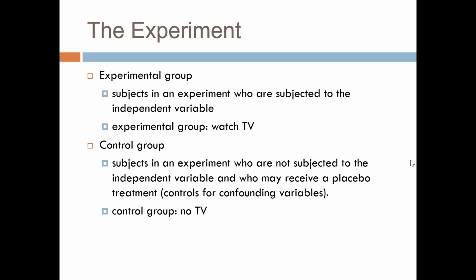So when you hear confounding variables, think extraneous variables. They are terms that are used interchangeably. The control group is used as a standard to compare the effects of the condition the experimental group is exposed to.